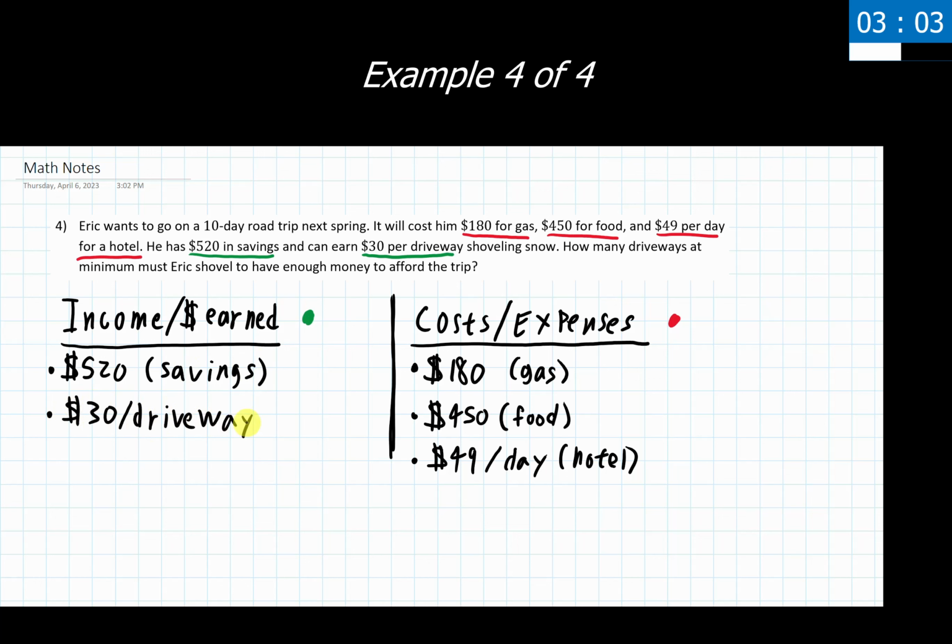All right, now that we have all of our income and earned money listed here, and all of our costs and expenses listed here, we can start seeing how we could relate this material together. There's one part that is written over here in our costs and expenses that we don't have entirely figured out, so we're going to actually do that really quick here. And that has to do with our hotel costs.